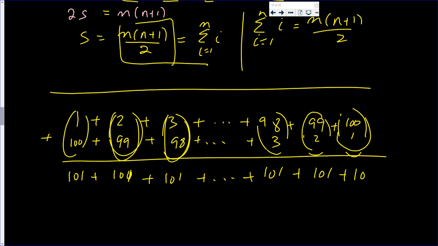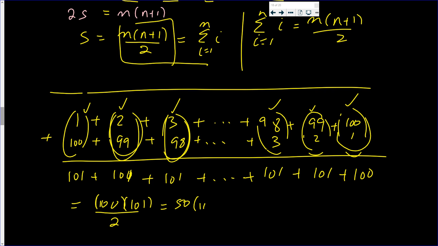In fact, he realized that he had 101 100 times. First time, second time, third time, 98, 99, 100 times. So it's 100 times 101. But then he had to divide by 2. 100 divided by 2 is 50. And Gauss knew that this was 5050. So if you add up the first 100 numbers, it adds up to 5,050.